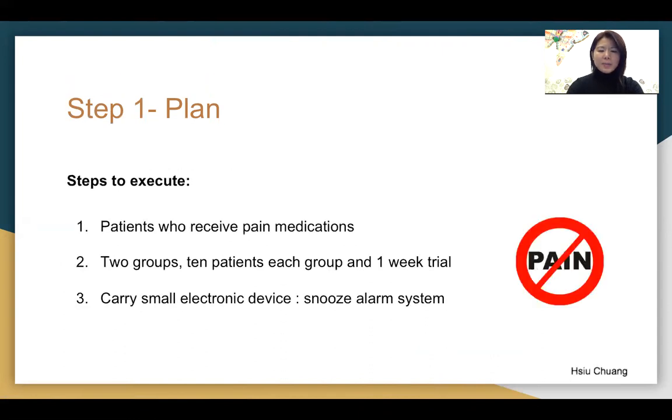So my plan is to observe patients who have pain medications, separate them into 2 groups, and perform a 1-week trial. I will use the snooze alarm theory to remind nurses to document the pain reassessments.